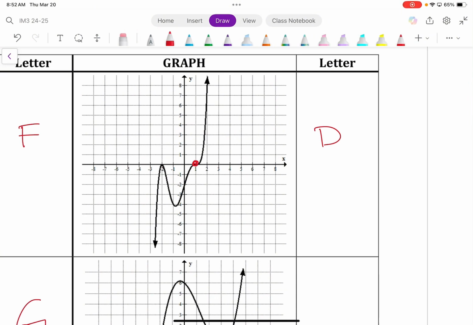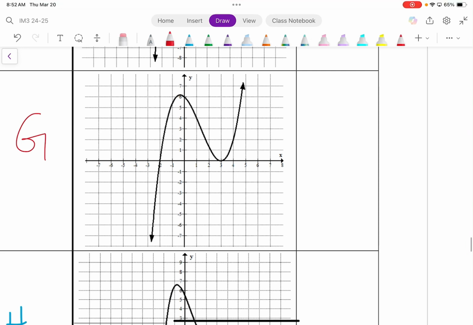Excellent. So we have a double root at -2 and a triple root at 1. Moving on to the one underneath that, what would the description be for this one, Ella? A. A is correct. Can you read the description for us? This function has a root of -2 and a double root at 3 with a positive y-intercept. Excellent. Single root at -2, double root at 3 with a positive y-intercept.